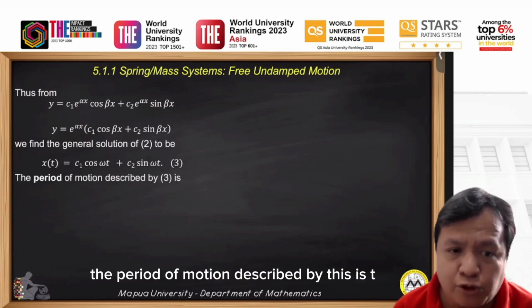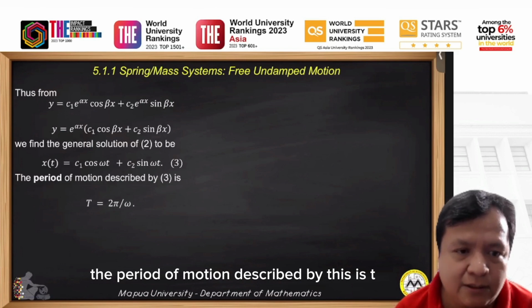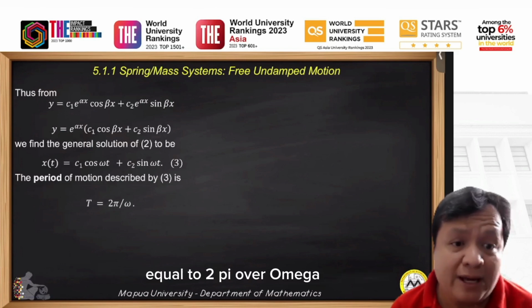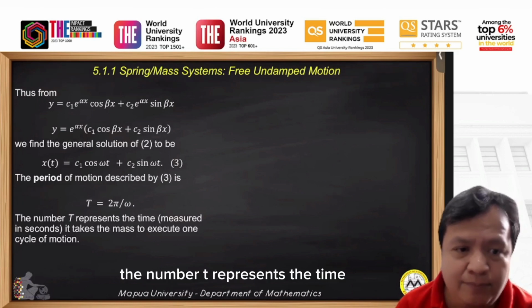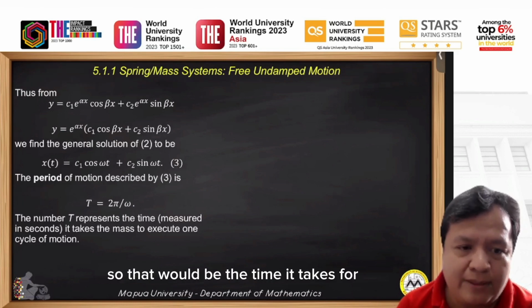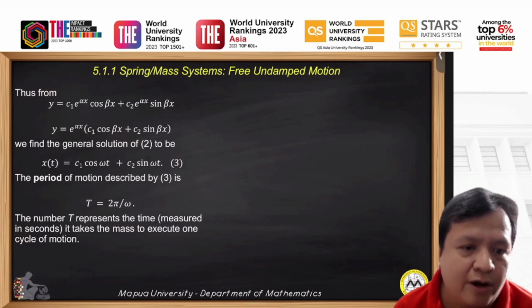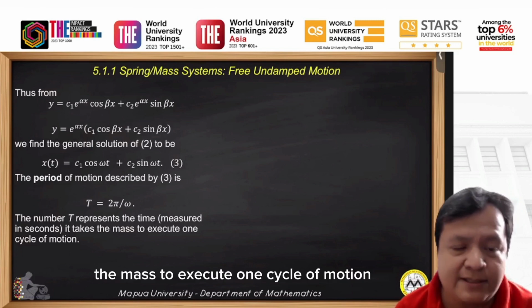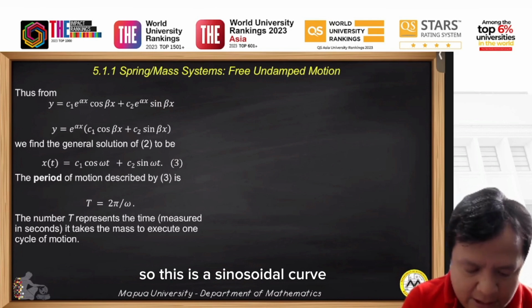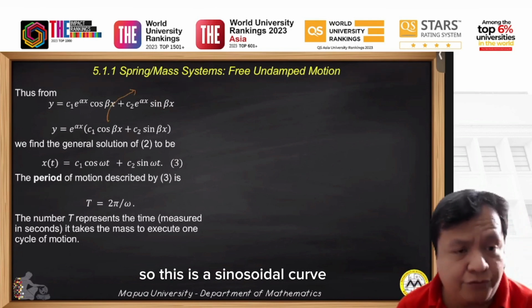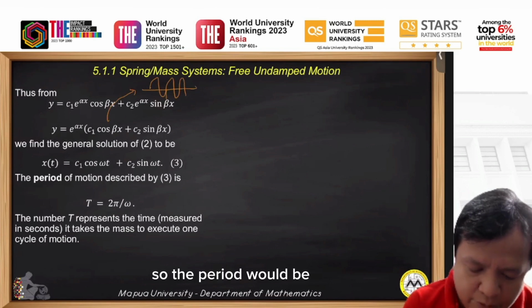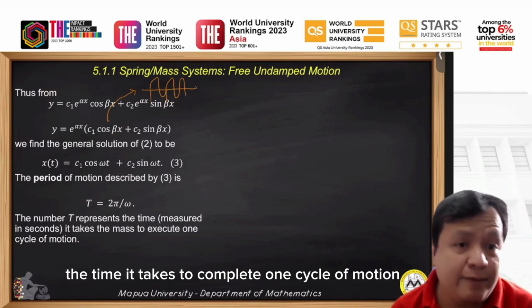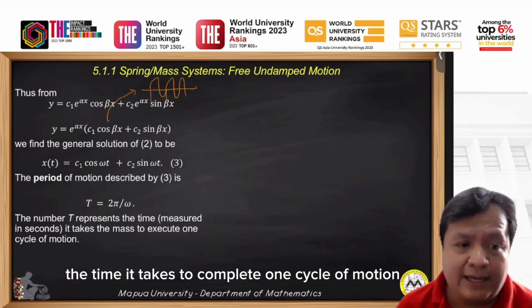The period of motion described by this is T equal to 2 pi over omega. The number T represents the time, so the period. That would be the time it takes for the mass to execute one cycle of motion. So this is a sinusoidal curve. So it is a periodic motion. So the period would be the time it takes to complete one cycle of motion.